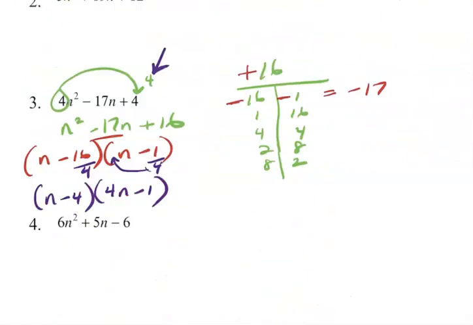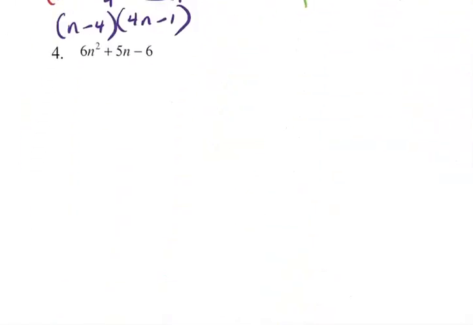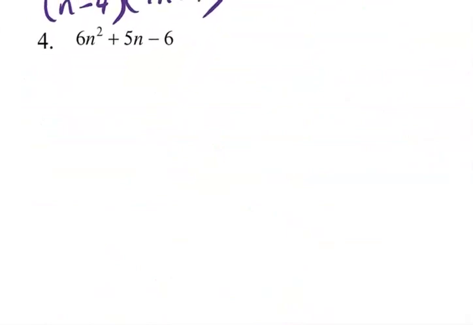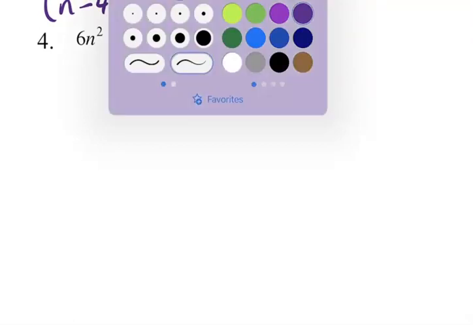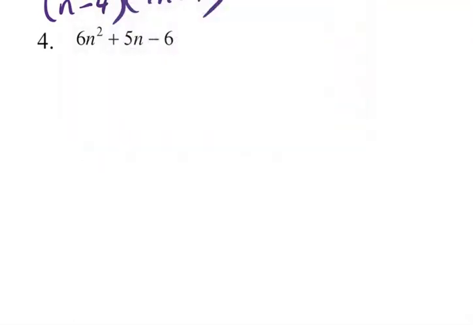So let's try one more. Let's see if you can do this. Okay. So this one, I'm going to pick, what should I do? I'm going to do grouping. So I'm going to multiply the first and last together, and I get negative 36. List all the factors of negative 36.